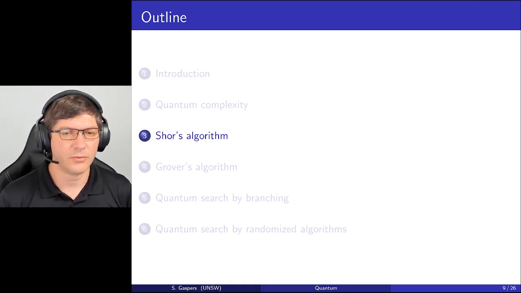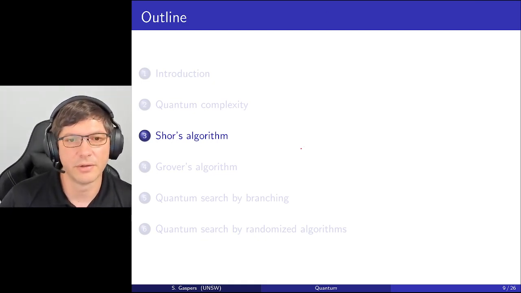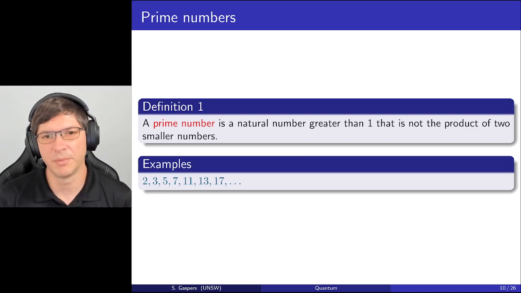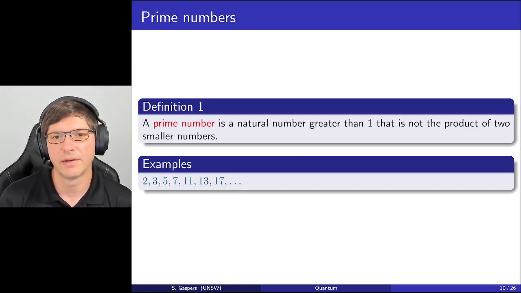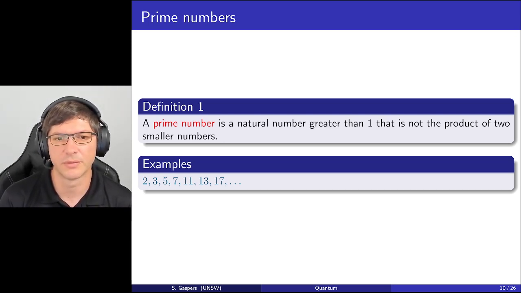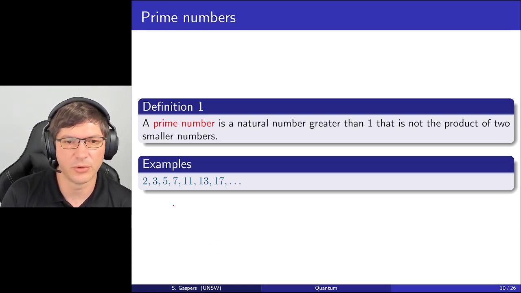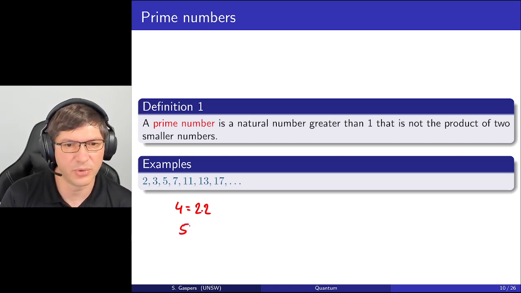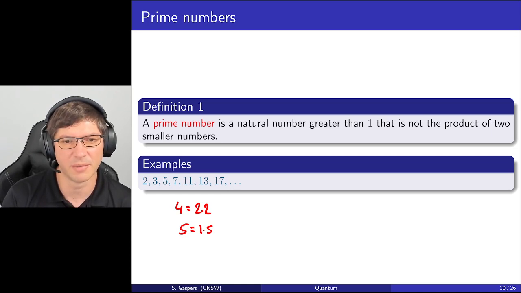So the first algorithmic result that I want to mention is Shor's algorithm. And it's about prime numbers. What's a prime number? Of course, a prime number is a natural number greater than 1 that is not the product of two smaller numbers. So, for example, 4 is not prime because 4 is 2 times 2, so it's the product of two smaller numbers. Whereas 5 is prime because, if you want to factor it, maybe you can say it's 1 times 5, but 5 is not a smaller number than 5 itself.